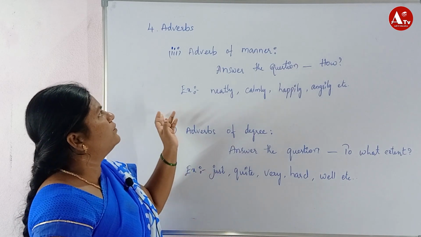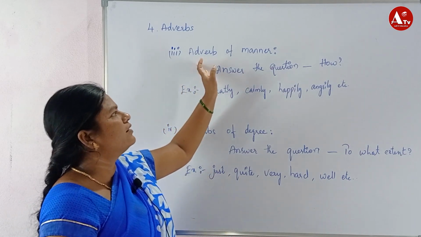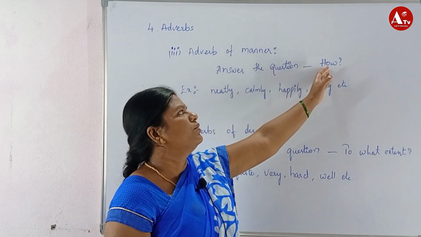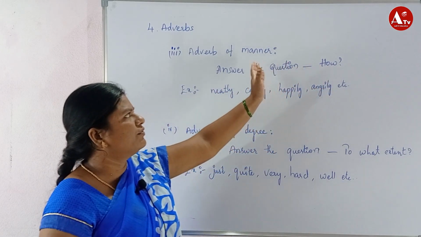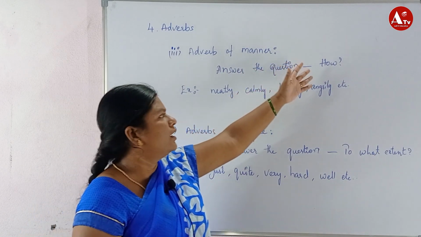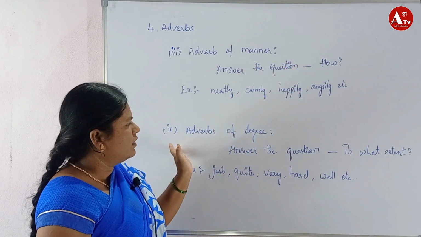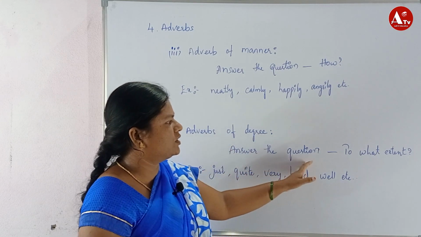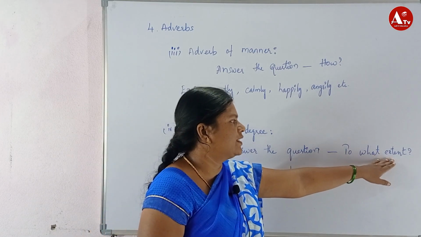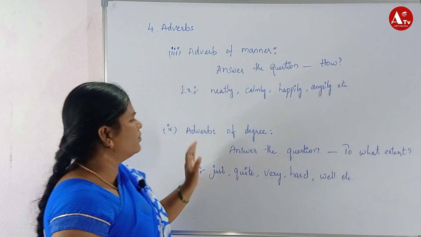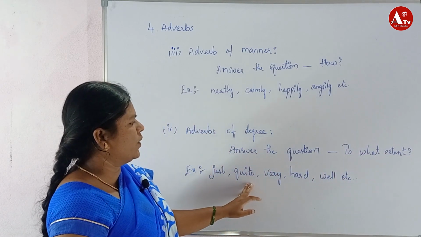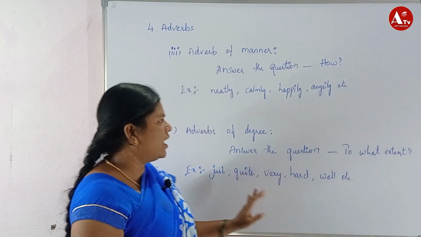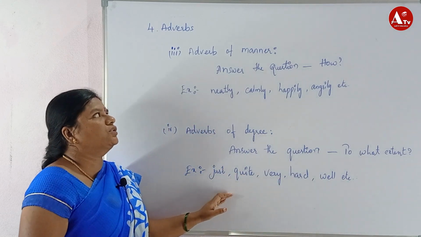The third one is adverbs of manner. Here it answers the question how. Earlier, adverbs of time asked when, and adverbs of degree answer the question to what extent. Examples are just, quite, very, hard, well, etc.